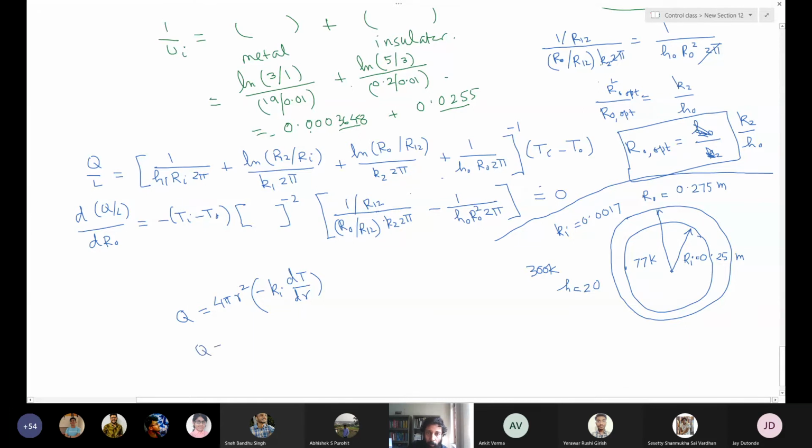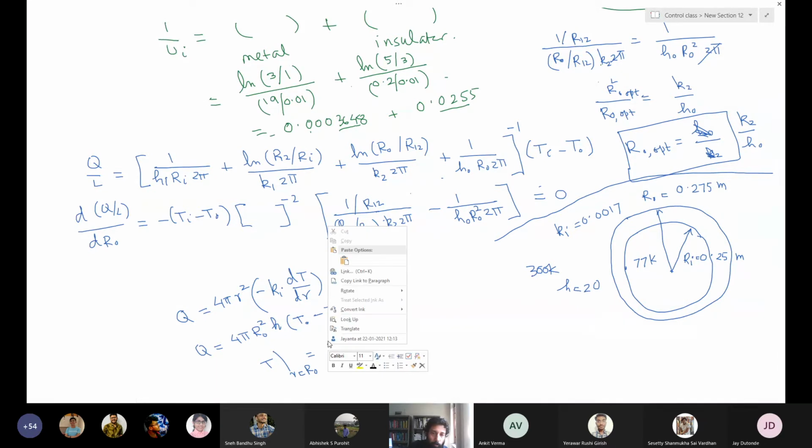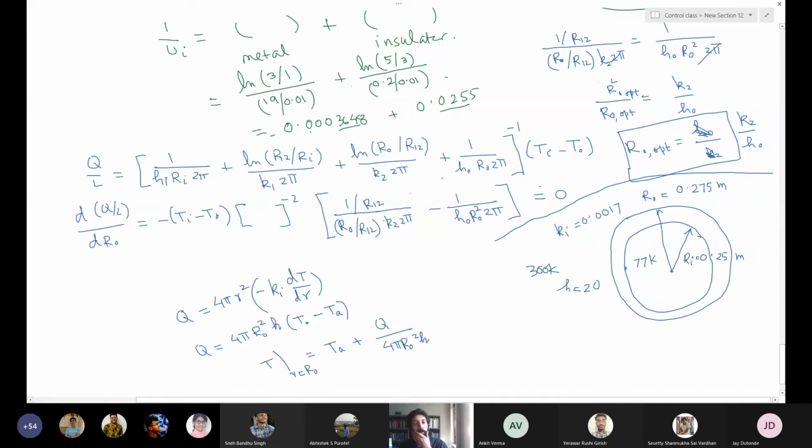This has to be solved with the boundary condition. Q equals 4 pi Ro square H into (To minus T ambient), or this can be written as T at r equals Ro equals TA, it should be minus Q by 4 pi Ro square H. Okay, it should be lower than this. So why am I getting this one?